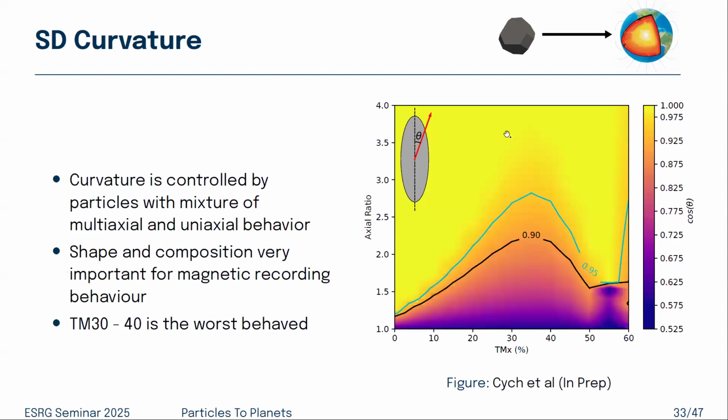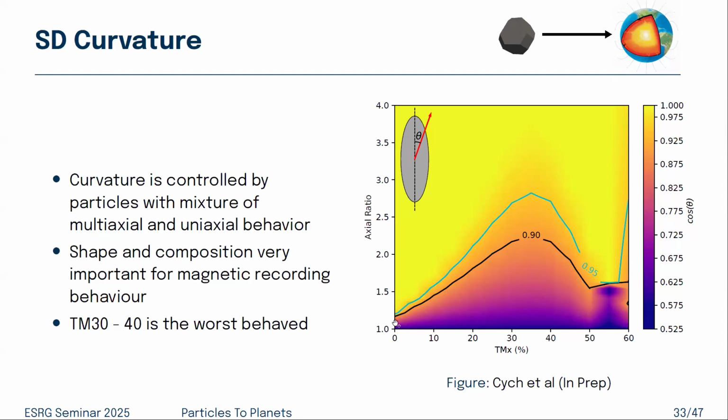And that's shown here. So what's plotted up here is the axial ratio of different particles against the composition, so the titanomagnetite content as a percentage. What you see here, the colors represent the angle between the minimum energy magnetization direction and the long axis, so this angle here. Where they're yellow, that means your minimum energy magnetization direction is along the long axis, you're uniaxial. Where they're purple, that means you're totally multi-axial. And where they're sort of pink, that means you're somewhere in between. You've got a mixture of both of these effects going on. And these are the things that are causing that nonlinear behavior in your paleointensity experiment.